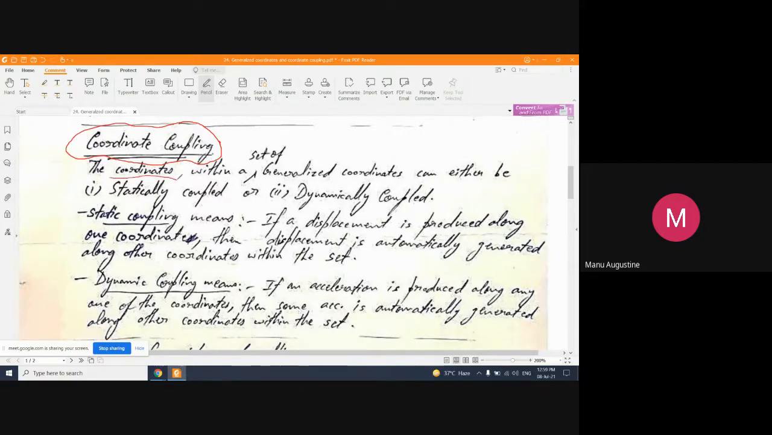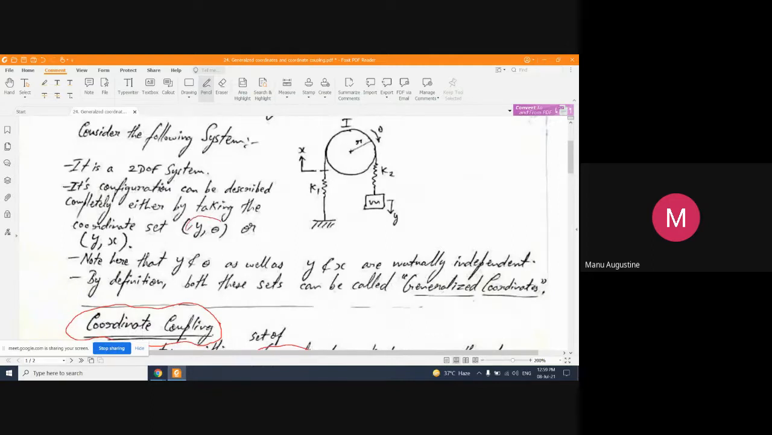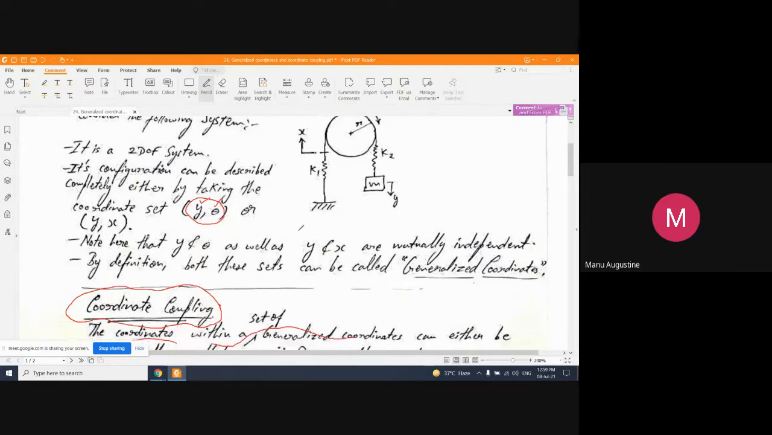The coordinates within a set of generalized coordinates, like this, y and theta. This was a set of generalized coordinates. So y is a generalized coordinate, theta is a generalized coordinate. Both of them together comprise a set of generalized coordinates. But up till now, there has been no conversation about any marriage between these two variables. No coupling of these variables. How are they related?